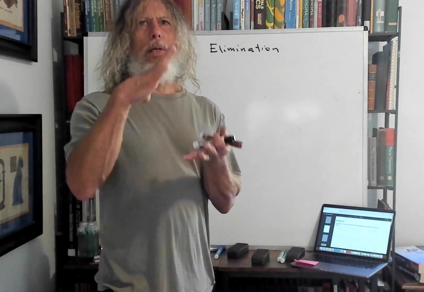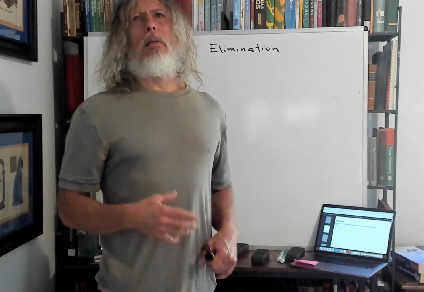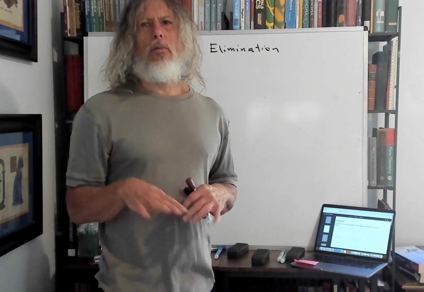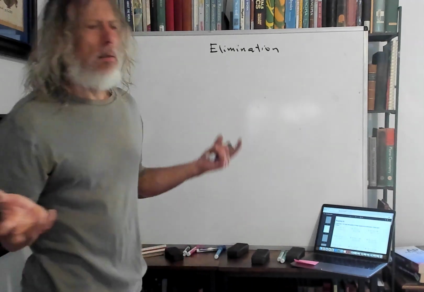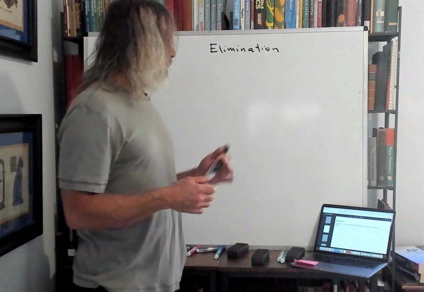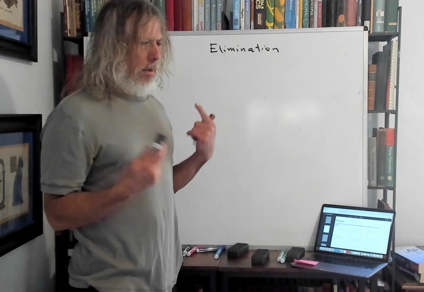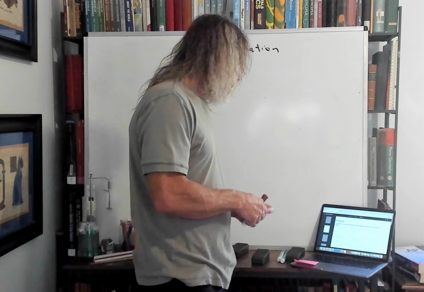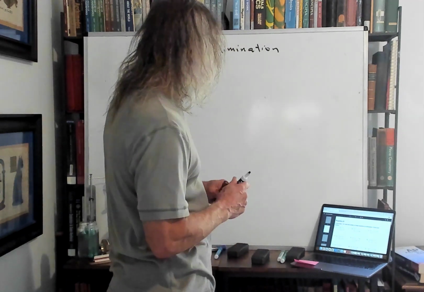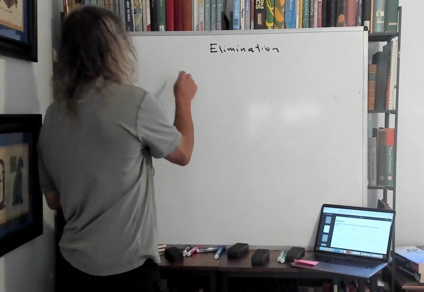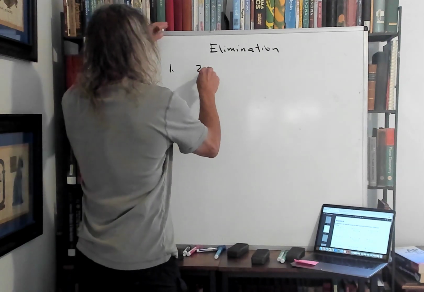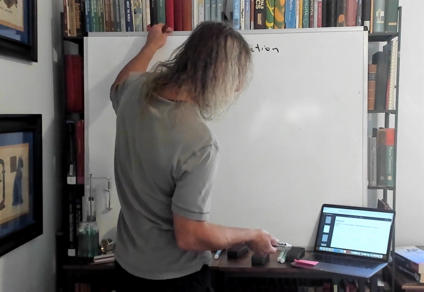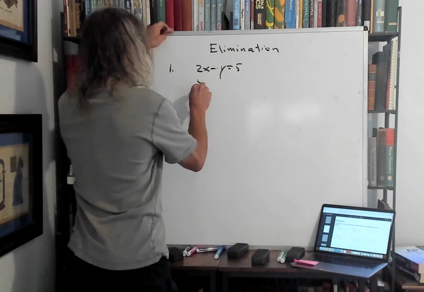So we're going to get our two equations and combine them together differently than we did before. We cancel out one of the variables, and then we can start to solve our system. So eliminate one of the letters. So, for example, 2x minus y is 5, and 5x plus y is 16.